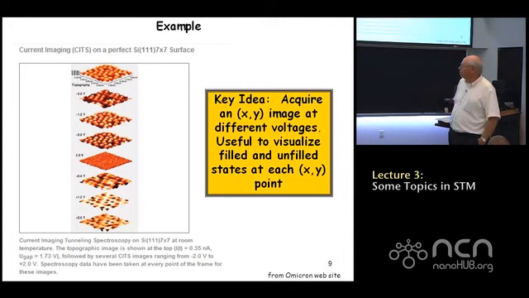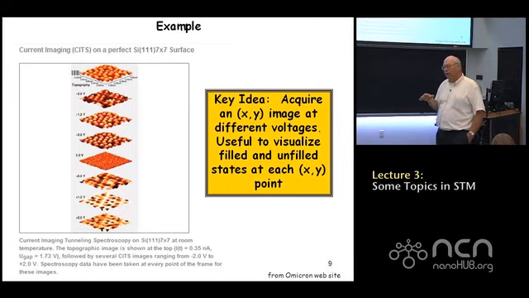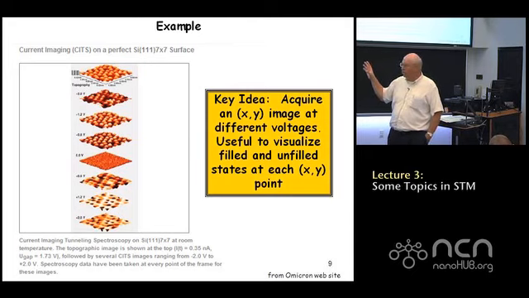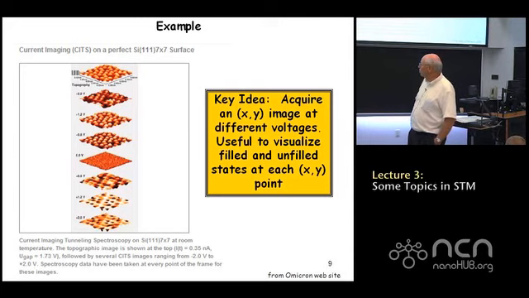It's a sequence of images, each image taken at a different bias voltage. And then theorists will go in and try to interpret the details of the image by calculating local density of states and trying to compare their calculations to experiment. So they try to reproduce these images from first principles theory.